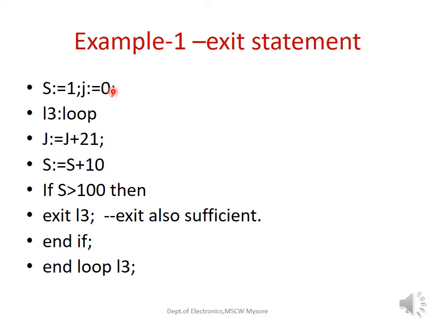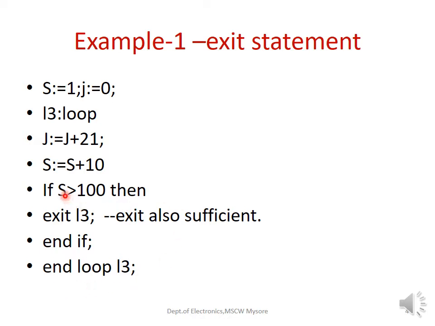What is your j value? 0, so 0 plus 1 is 1 only. s is equal to 1 plus 10, which is 11. Here it checks the condition. What is s? s is equal to 11. Is 11 greater than 100? If the condition is true, then you say exit L3. After exiting, it is not going to execute the next statements inside the loop; it exits the full loop and executes the next statement after it.